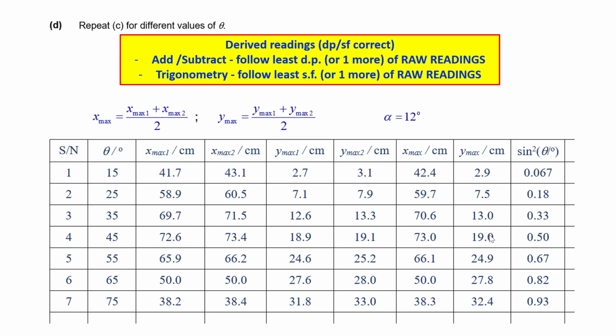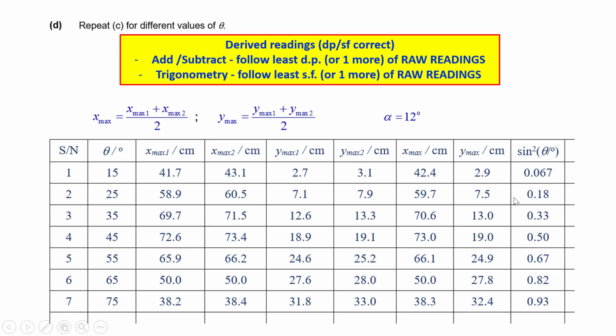Now for sine squared, it doesn't fall into addition and subtraction. It follows from trigonometry. So if you check your practical booklet, what we will look at is the SF of the raw values. So the raw value we are looking at is theta. Theta were all measured to 2SF, so I'm recording all to 2SF. Do you want to record one more than the least?